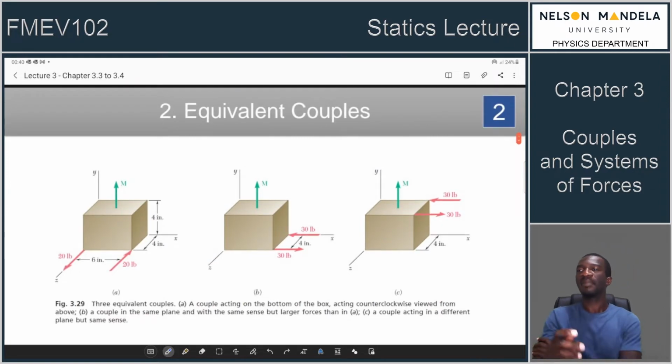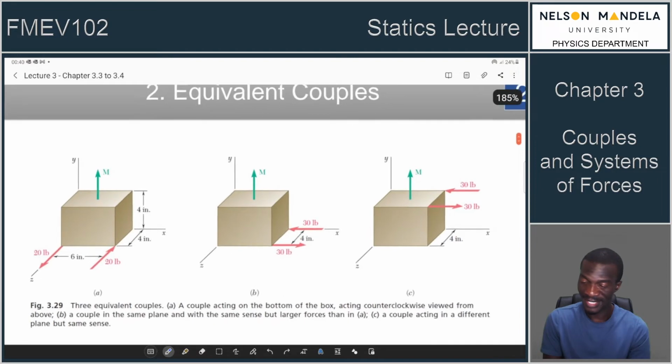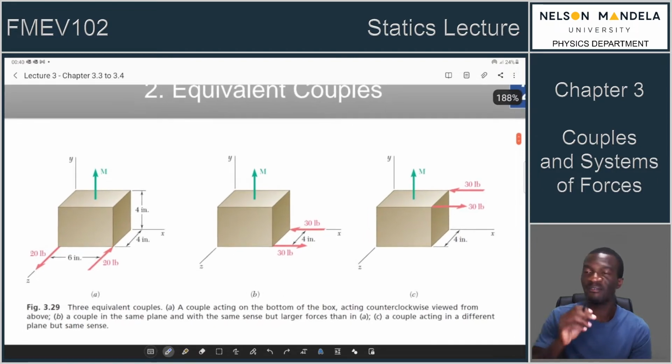The second principle on couples are what are called equivalent couples. So this figure here is a summary of equivalent couples.